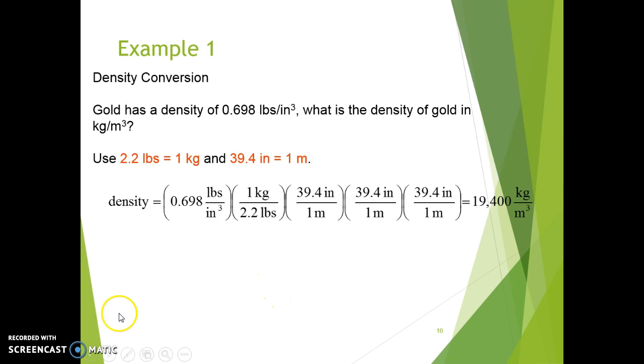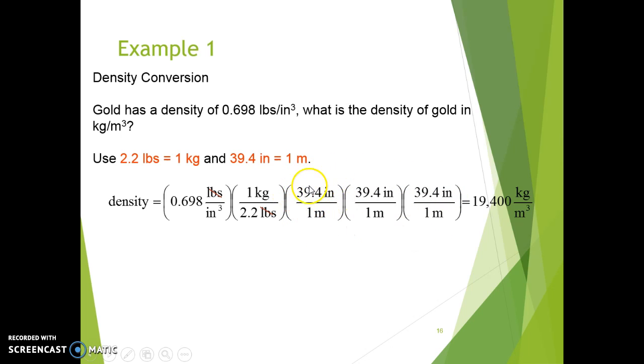Notice I have pounds per cubic inch, and so I need to get rid of pounds and I need to get rid of inches, not once but 3 times since it's inches cubed. So I have 1 kilogram is equal to 2.2 pounds. Since pounds was on top, I have pounds on bottom, so that those cancel out. Boom. Now I have cubic inches on bottom, so I need inches on top, not once, not twice, but 3 times. So I have my conversion factor for inches to meters 3 times.